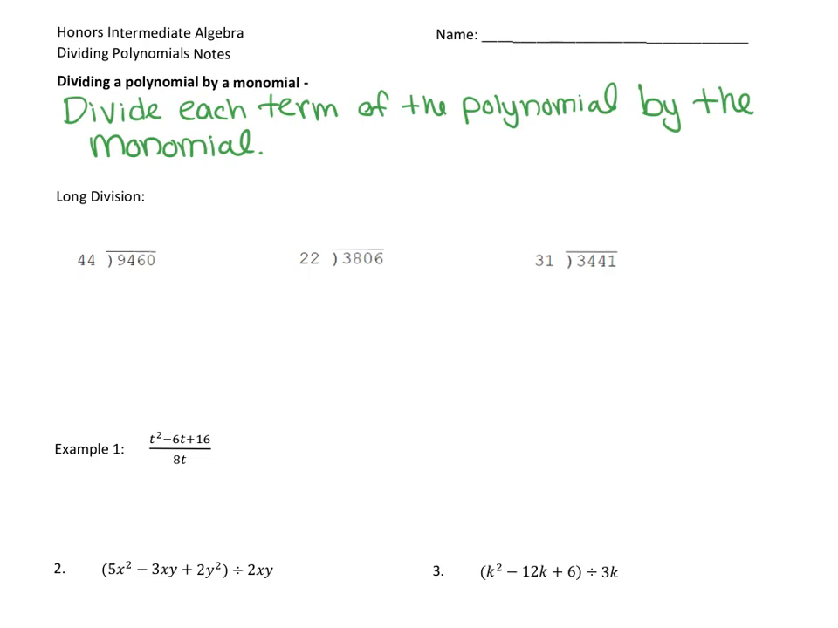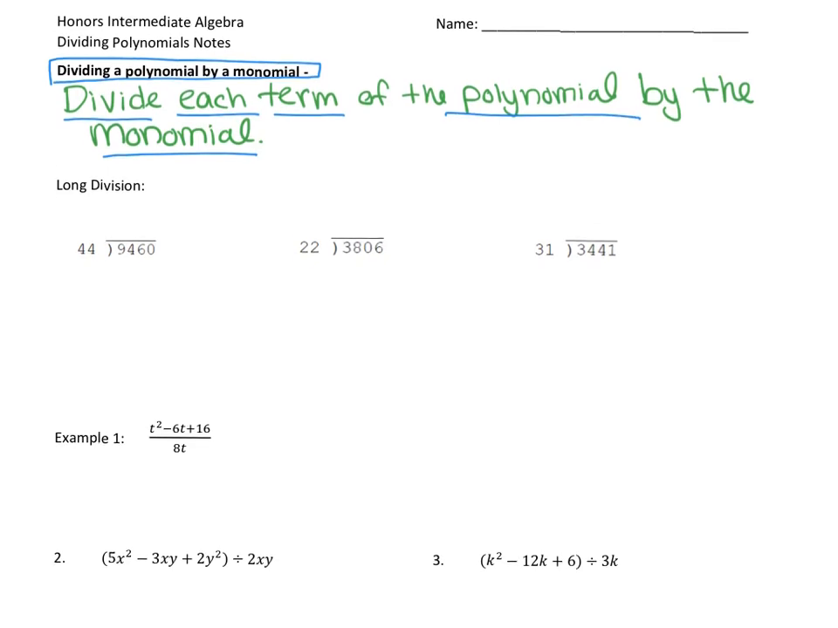Today we're going to talk about dividing polynomials. So the first type of dividing we're going to talk about is when we divide a polynomial by a monomial. So when we divide a polynomial by a monomial, we're going to end up dividing each term of the polynomial by the monomial. So we're actually going to skip down to example 1.